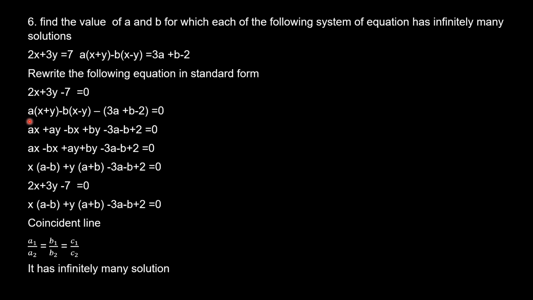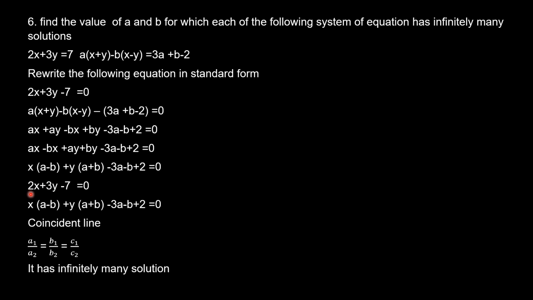Now multiply: ax plus ay minus bx plus by minus 3a minus b plus 2 equal to 0. Now clubbing together the x terms: ax minus bx plus ay plus by minus 3a minus b plus 2 equal to 0. Take x out, a minus b, plus take y out, into a plus b, minus 3a plus b plus 2 equal to 0. Now the first equation is 2x plus 3y minus 7 equal to 0.